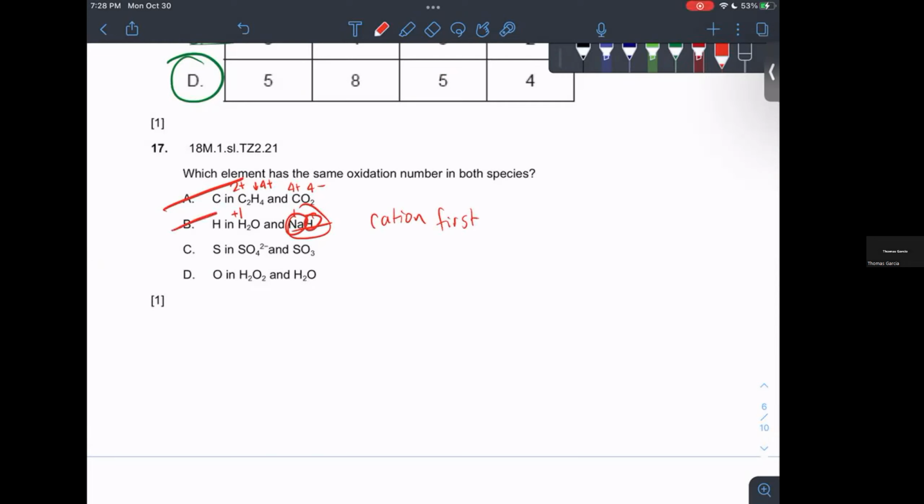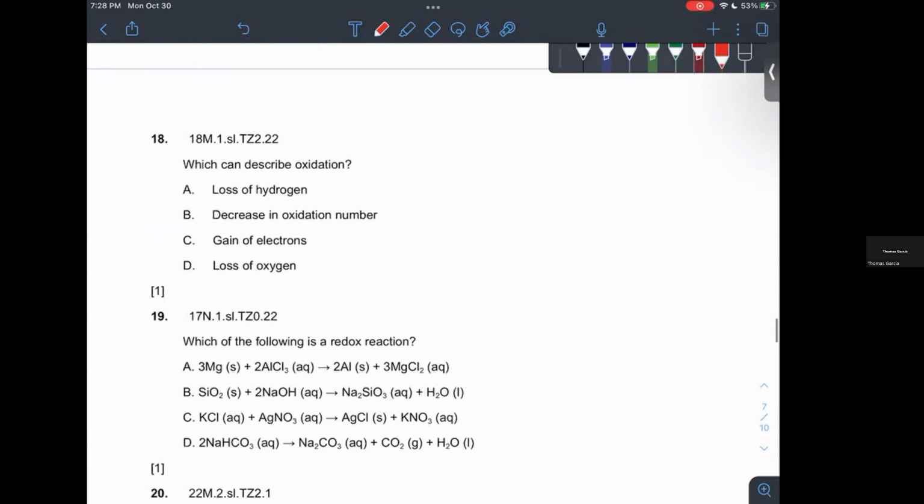S in SO4 2 minus and in SO3. We've done this one. In this equation, we have 8 minus equals 2 minus. So this has to be 6 plus. Oh, well, this has to counteract the minus 6, so it's also 6 plus. Well, there it is. See, the last one, hydrogen peroxide, can't be that one again.